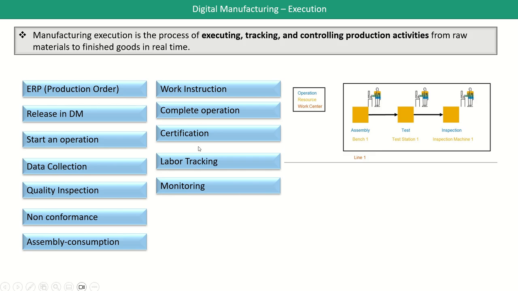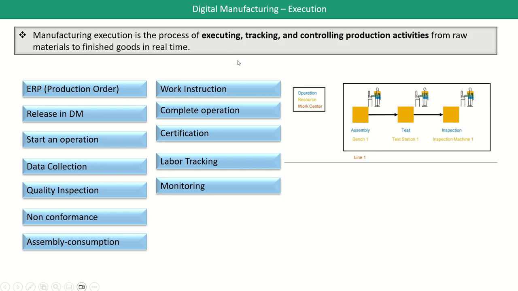So all these activities done by the operator or supervisor on the floor will be considered production activities, and they come under the SAP Digital Manufacturing Execution component. So this is known as SAP Digital Manufacturing Execution.